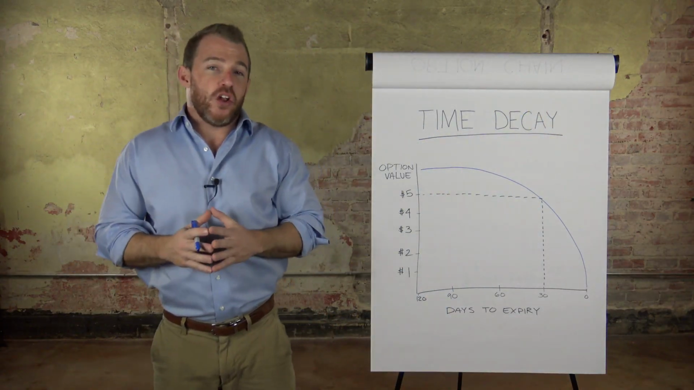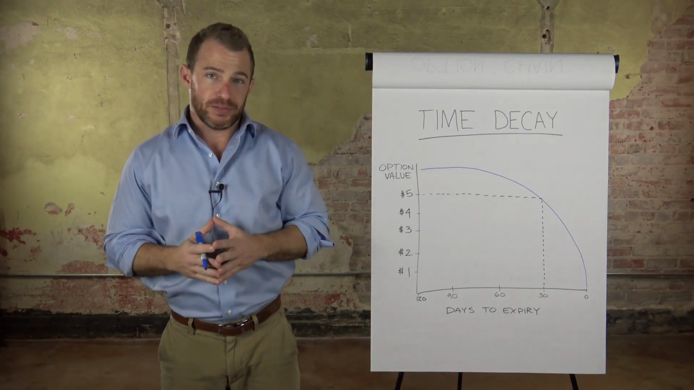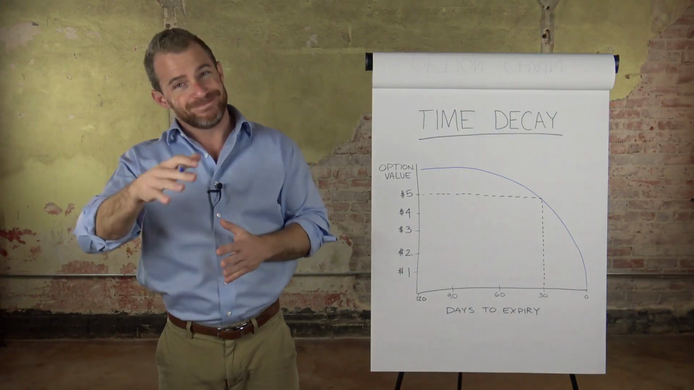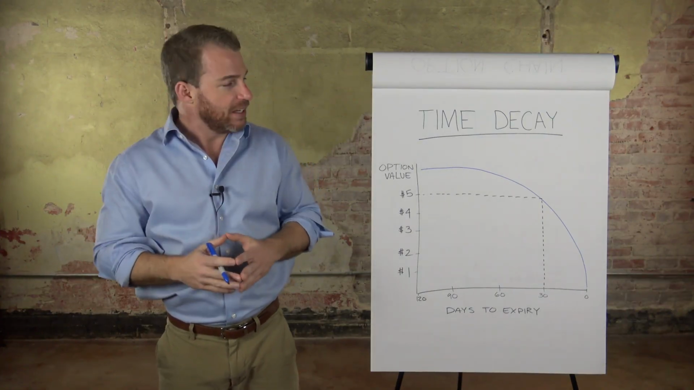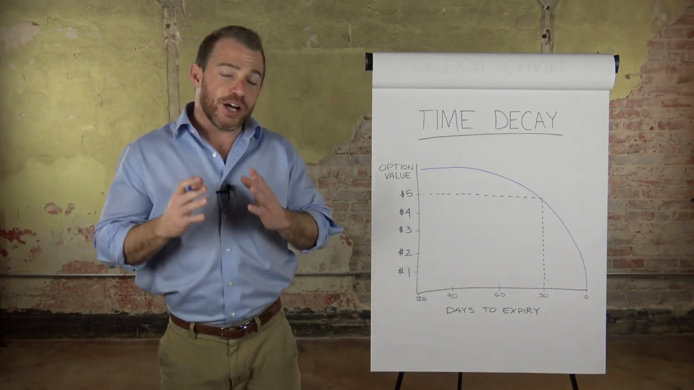Now, the value of these call options, for the most part, is going to be determined by what happens with that stock price. Right? If the stock goes up a lot, your call is going to go up. If the stock goes down a lot, your call is going to go down. Right? But deep in the background is something known as time decay. Now, here's how it works.